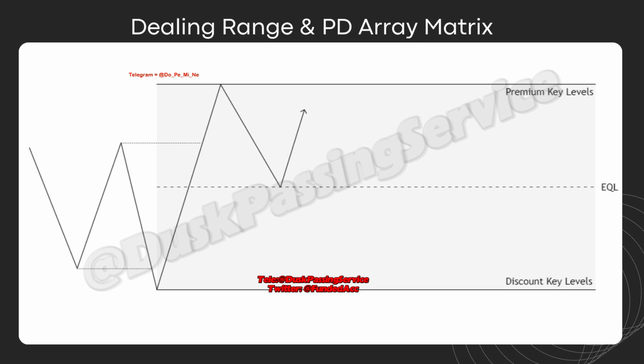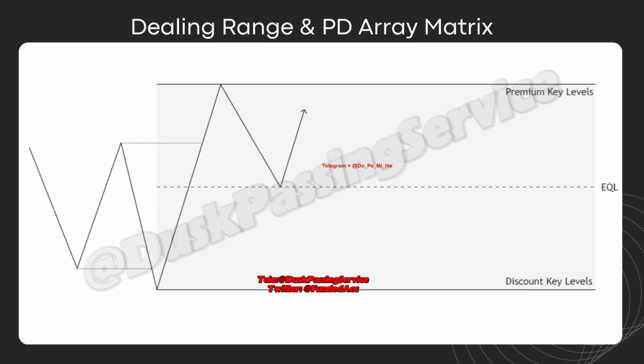Similarly, in the case of a bearish market condition or bearish order flow, the algo or the market maker tends to retrace price to a premium region or to a key level inside the premium or near the equilibrium before moving lower, because they want to sell at an expensive or premium price that will offer them more profits. Their main objective is profits. That's the basic analogy and thought process behind it.